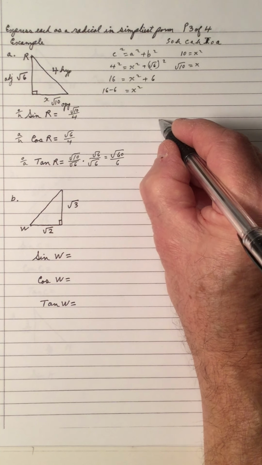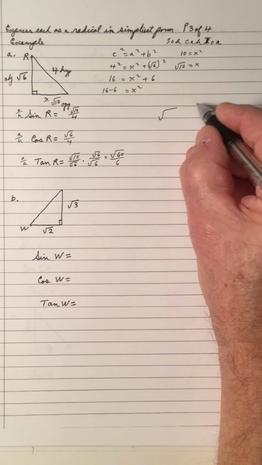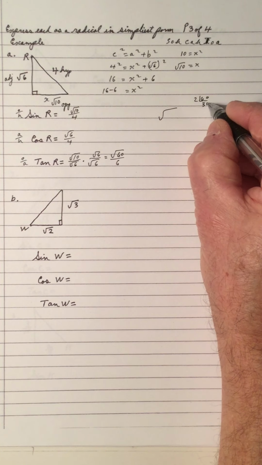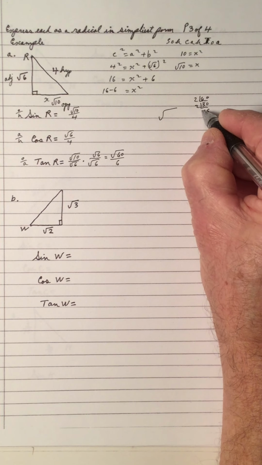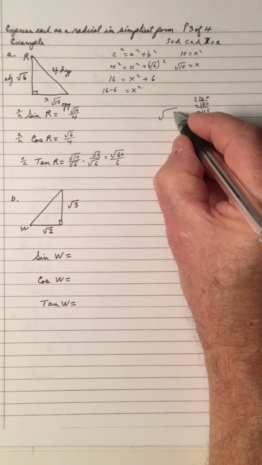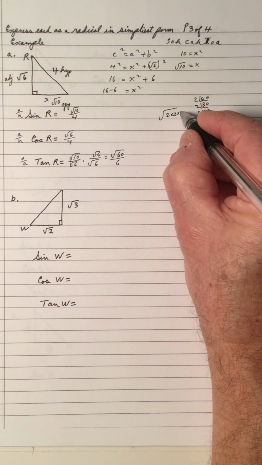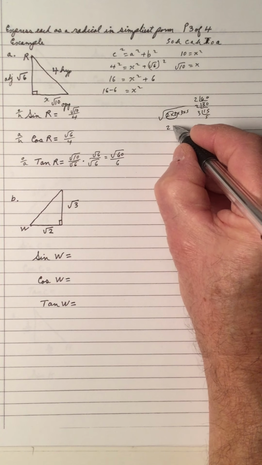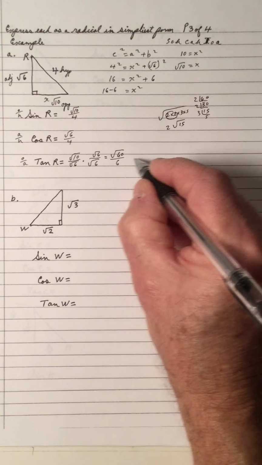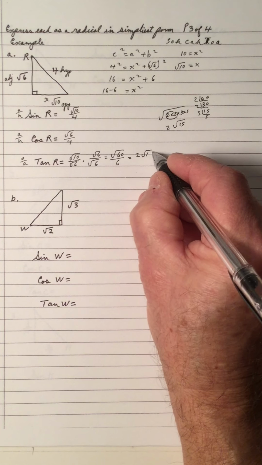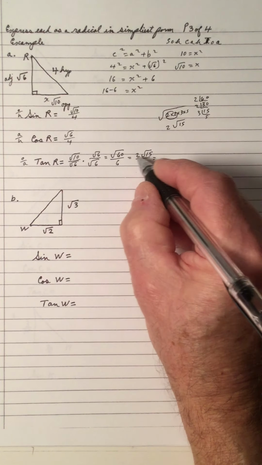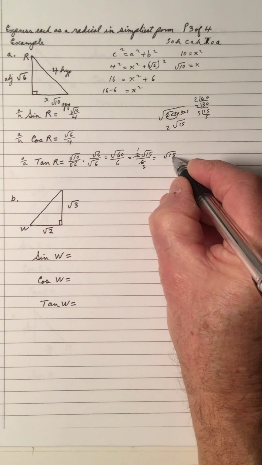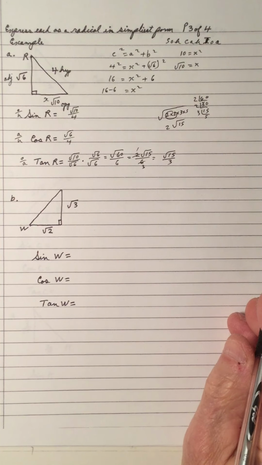So now I have to break down 60. Let's break 60 down. 2 into 60 goes 30. 2 into 30 goes 15. And I get a 3 and a 5. So 60 is 2 times 2 times 3 times 5. 2 times 2, that's a 4, so that's a 2. 3 times 5 makes 15, so root 60 is 2 root 15 over 6. The 2 cancels into 2 once. 2 into 6 goes 3. So that's root 15 over 3 when you simplify.